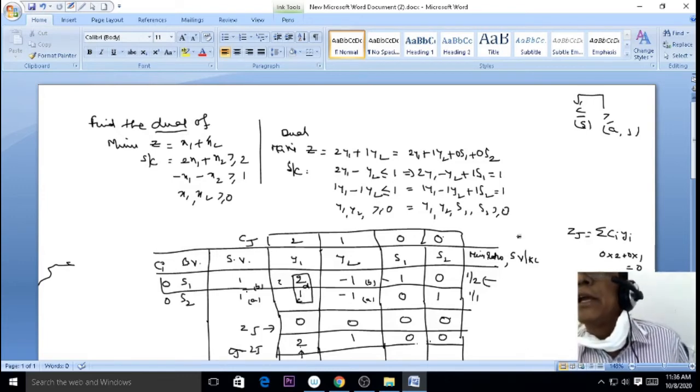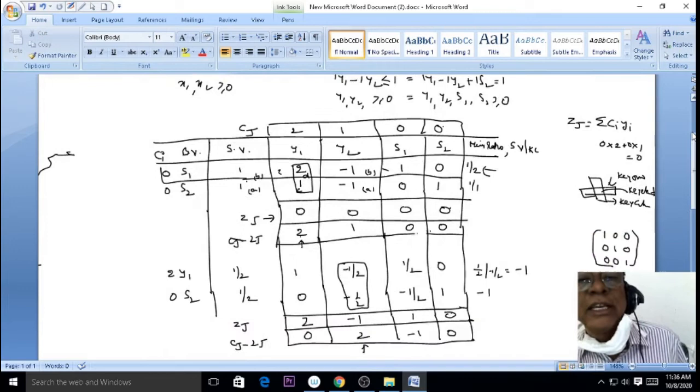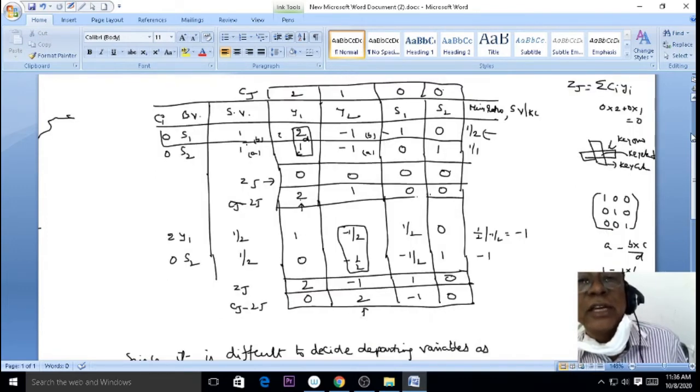Now apply our conditions according to the key column and key row: Cj, Zj, next Cj minus Zj values, etc. For the first iteration, the key column is the maximum positive value in the Cj minus Zj row. So that is the key column. Go to the key row.